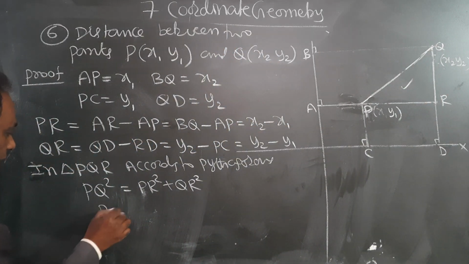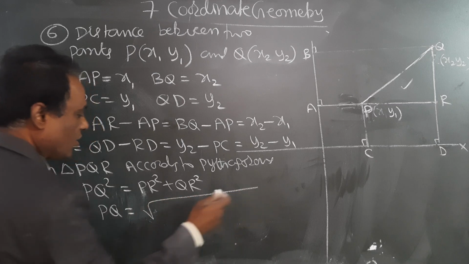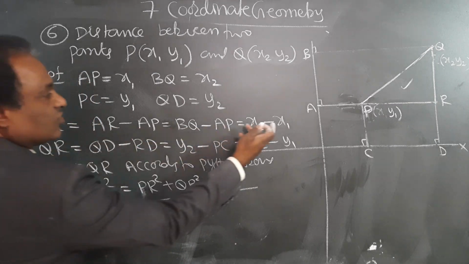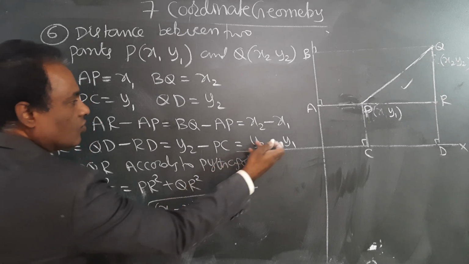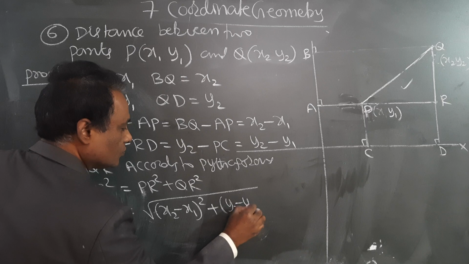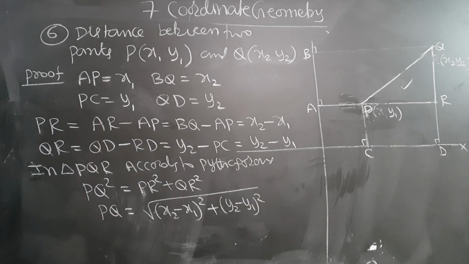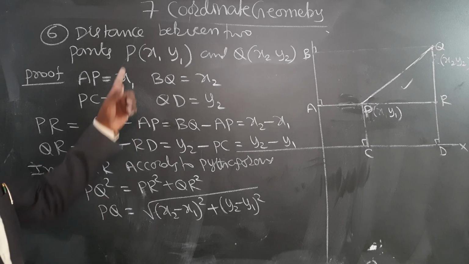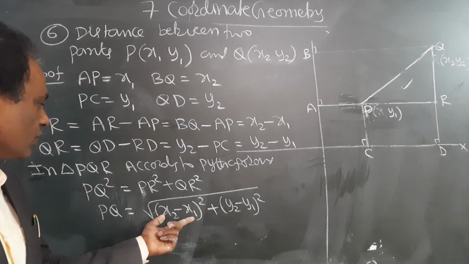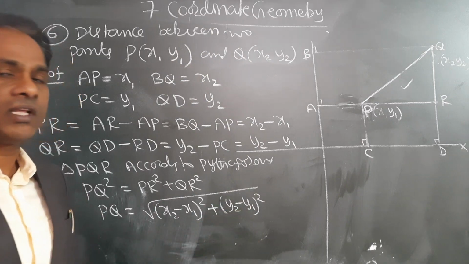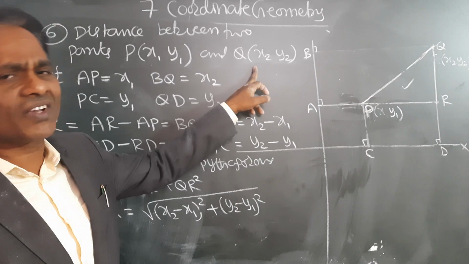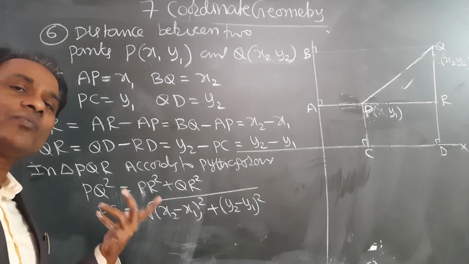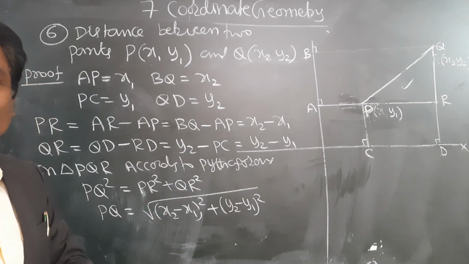If you remove the square on the right side, you will get root of PR square plus QR square. What is PR? X2 minus X1. QR, Y2 minus Y1. So this is the distance formula, students. Very important, so remember this formula. Distance between any 2 points is root of X2 minus X1 whole square plus Y2 minus Y1 whole square. Because of the square, you can proceed either way. X1 minus X2 whole square is also correct, because A minus B whole square and B minus A whole square are both the same.